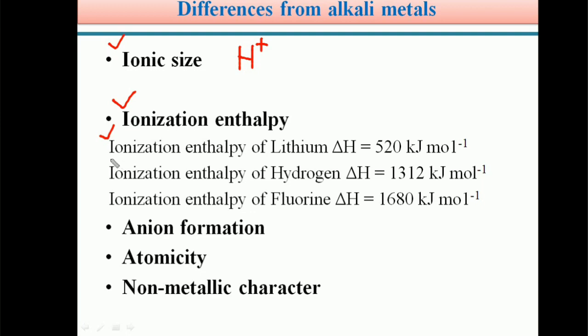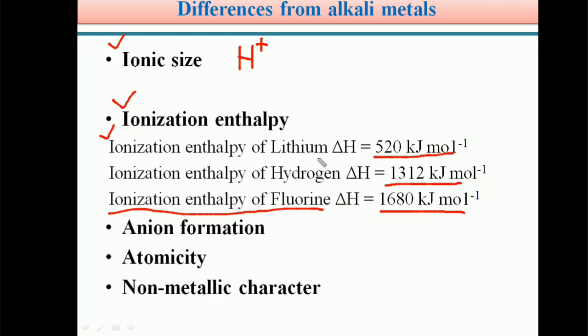For example, the ionization energy of lithium is 520 kilojoules per mole, whereas hydrogen's ionization enthalpy is 1312 kilojoules per mole. This is somewhat near to the ionization enthalpy of halogens. For example, the ionization enthalpy of fluorine is around 1680 kilojoules per mole. So there is a big difference between the ionization enthalpy of hydrogen and that of alkali metals.